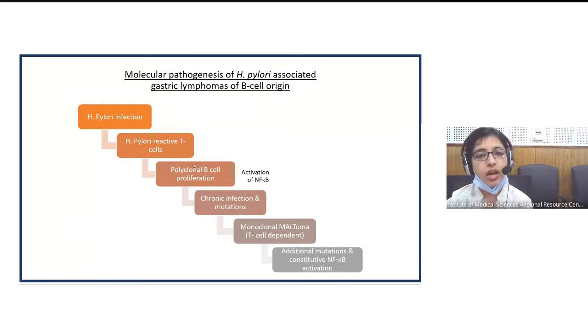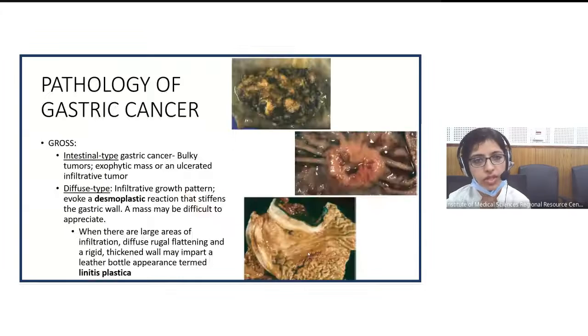That is, there is increased proliferation of B cells, but to start with, they are polyclonal. Subsequently, when infection continues and more mutations take place, this polyclonal proliferation is converted into monoclonal proliferation, and then there occurs constitutive activation of the nuclear factor kappa B pathway, and the patient develops gastric lymphoma of B cell origin.